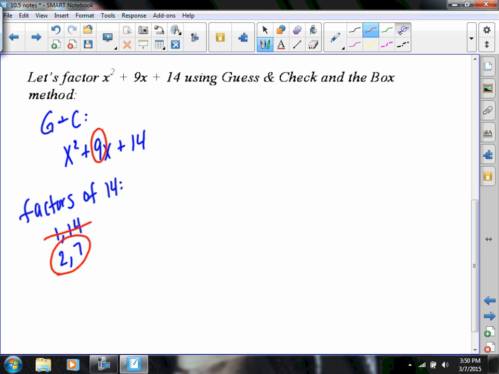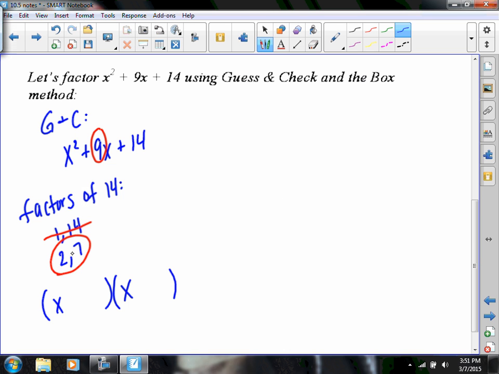So that's what we're going to do when we write our factored form. Now the factored form is always going to have parentheses that are being multiplied together. And these are always going to start with an x and an x. When we get into the ones that have an a term, there will be a number in front of one or both of the x's. But for now, it's just going to be x and x.